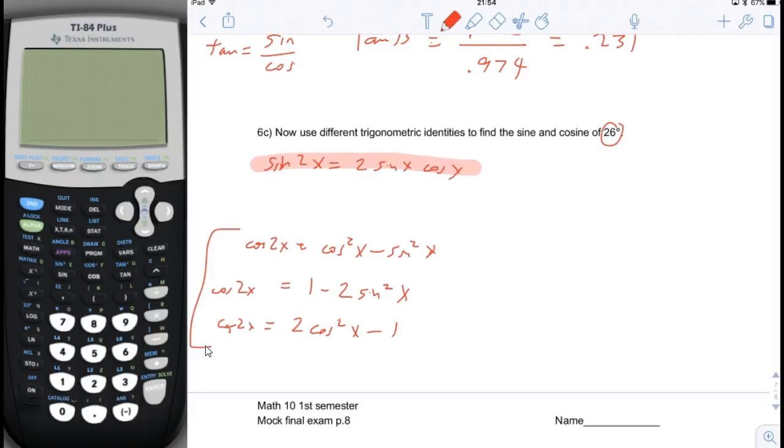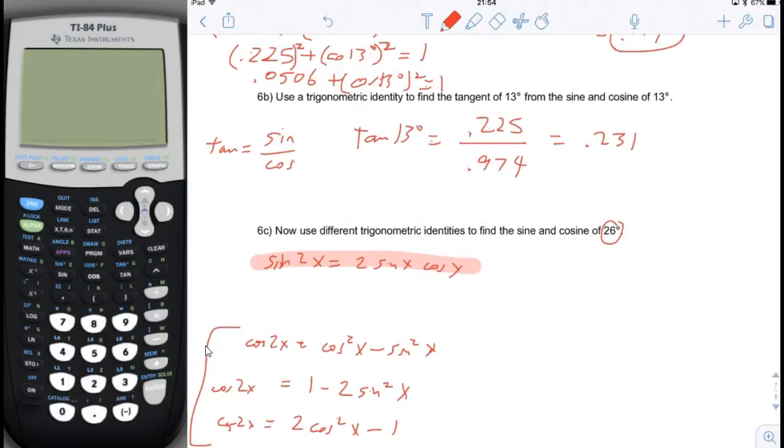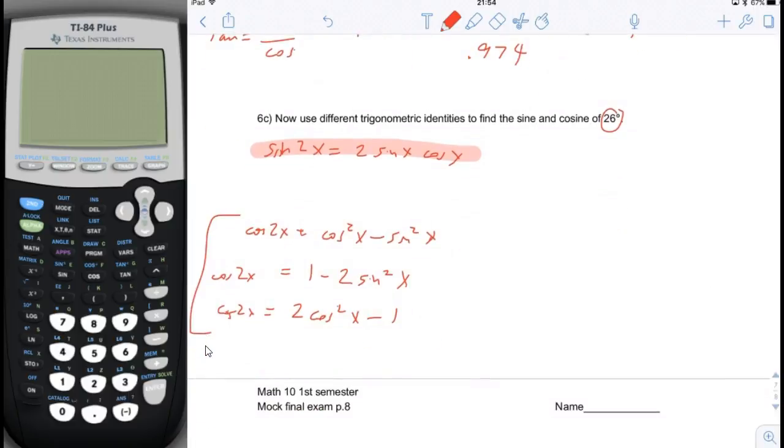So how about if we just use, let's see, what do we know here? We know that the sine is 0.225, right? So why don't we use the sine one? We use this one. So we'll say cosine of 2x is equal to 1 minus 2 sine squared x, and remember sine squared x is the same thing as sine x squared. So here I'm going to put sine of 13 degrees, and if I put the sine of 13 degrees here, then this is going to be the cosine of 26 degrees, right? So that's how that's going to work.